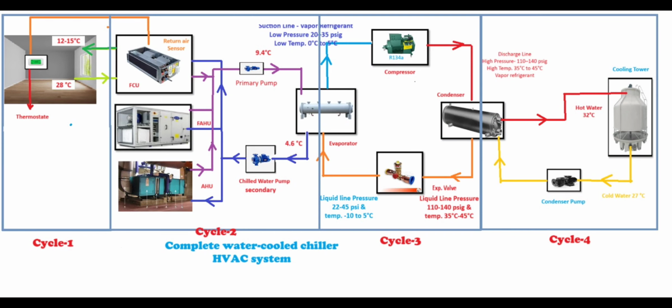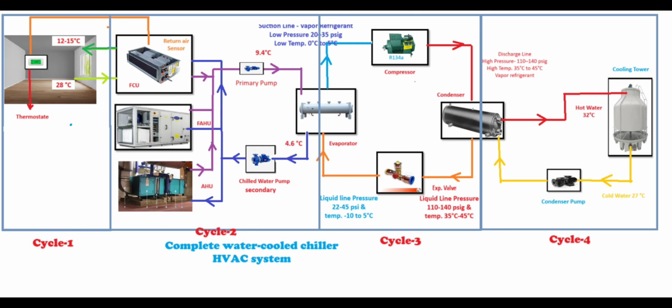Cycle 1, what does it explain? This cycle here, this cycle explains the air cycle. And the second cycle is this cycle. In the second cycle you will see only chill water. Chill water is passing here.